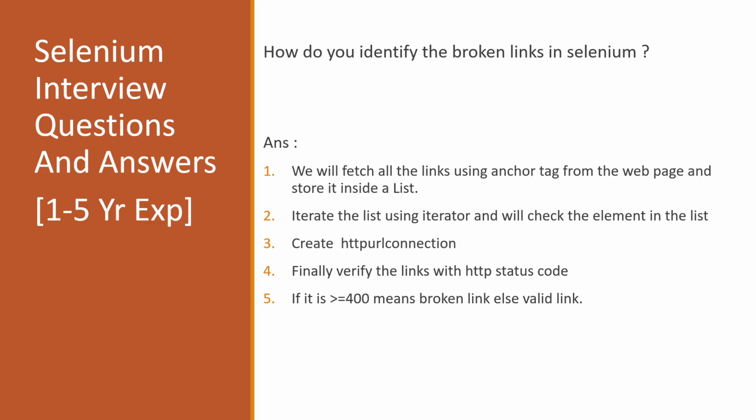Now the second step: you have to iterate the list using the iterator method, and it will check the elements in the list. So you got all the links. Now you have to do the comparison. For that, you have to create an HTTP URL connection. Then you verify all the links with the HTTP status code. If it is greater than or equal to 400, that means it is a broken link. Otherwise, it is a valid link.